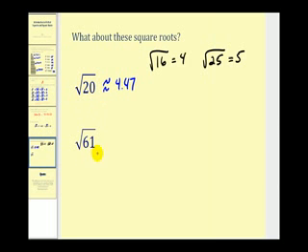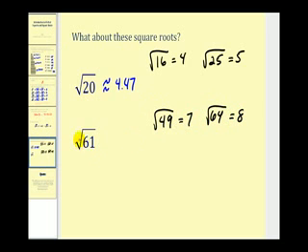Let's go ahead and try one more. 61 is not a perfect square. The closest perfect square that is less than 61 would be 49, and the closest perfect square that is greater than 61 would be 64. Well, since the square root of 49 is equal to 7, and the square root of 64 is equal to 8, the square root of 61 must fall somewhere between 7 and 8. And since 61 is closer to 64, this value will be closer to 8.